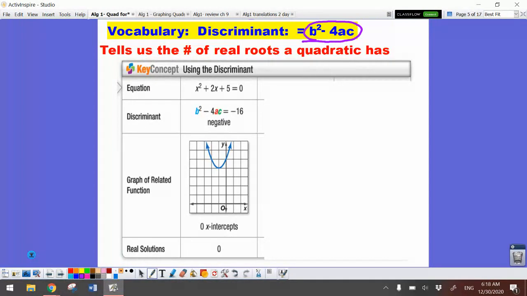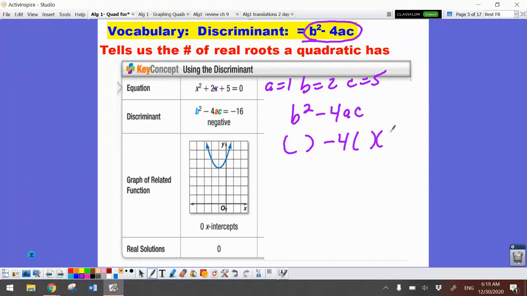And its job is to tell us how many roots or x-intercepts the parabola has. It's telling us, is it actually touching the x-axis? So if I take a look at this equation, x squared plus 2x plus 5, a is 1, b is 2, c is 5. So we're going to use b squared minus 4ac, and we're going to see what happens.